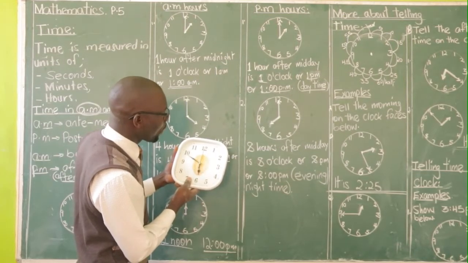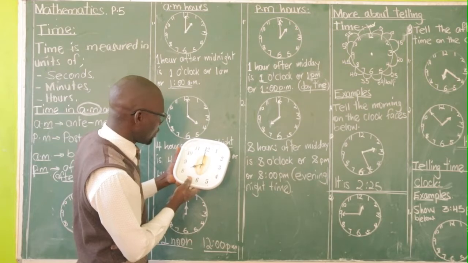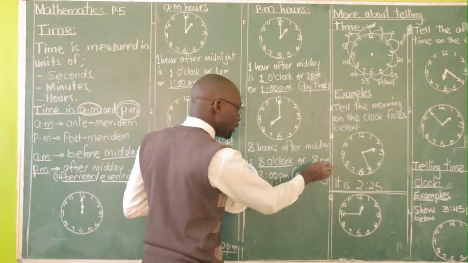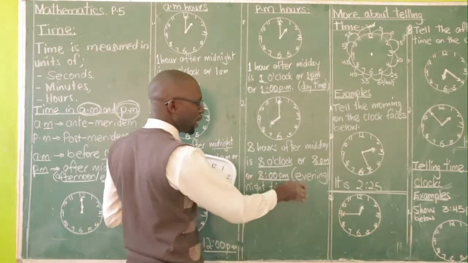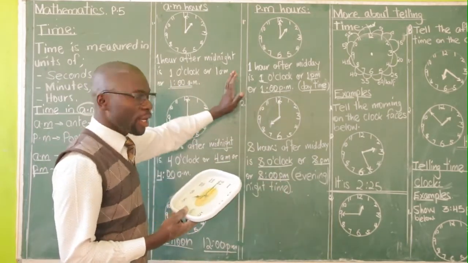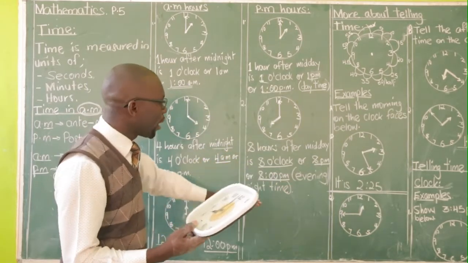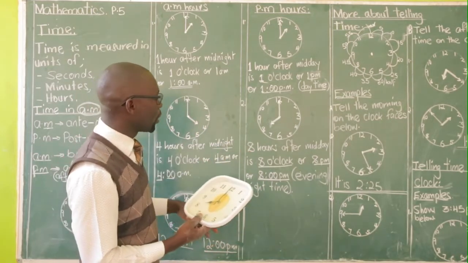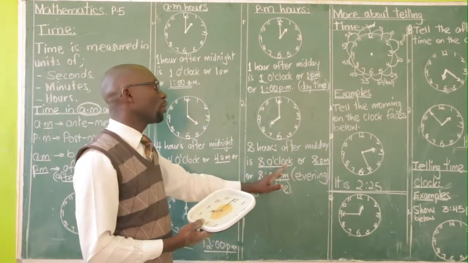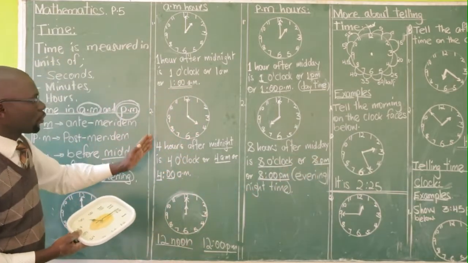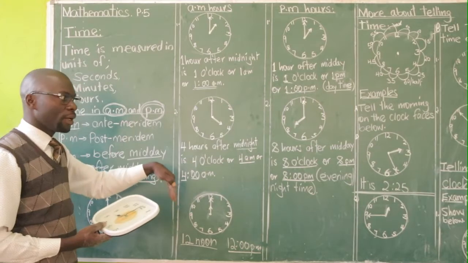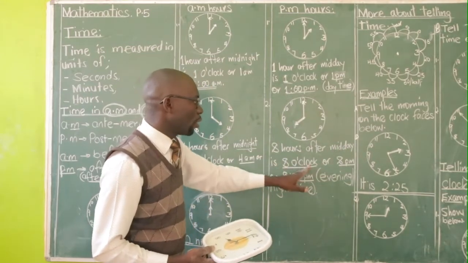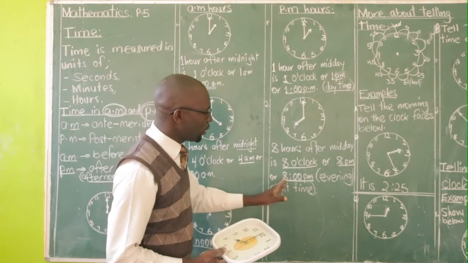If it is 8, like in our number 2, if it's 8 and no minute has gone past, and that is evening time, 8 hours after midday, we say it is 8 o'clock or 8 p.m., 8:00 p.m. That is evening or night time. Normally, if we are at school, that is the time when we are ending our prep time. If we are home, that's the time when we are normally going to have our dinner and then we go to bed. So 8 hours after midday is 8 o'clock or 8 p.m. Back here, if it was 8 hours after midnight, it would be 8 a.m. But this is 8 hours after midday, and it is 8 o'clock or 8 p.m., or we can write it as 8:00 p.m.